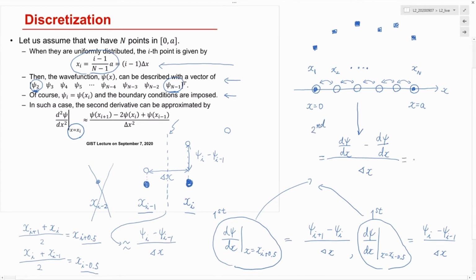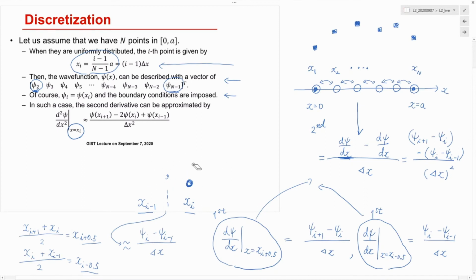How about this? The first one is simply given by psi I plus 1 minus psi I, corresponding to the first term, minus the second one, which is given by psi I minus psi I minus 1. Of course, here we have a common delta x, so combined with this delta x once again, we will get delta x squared. So let me just arrange them.